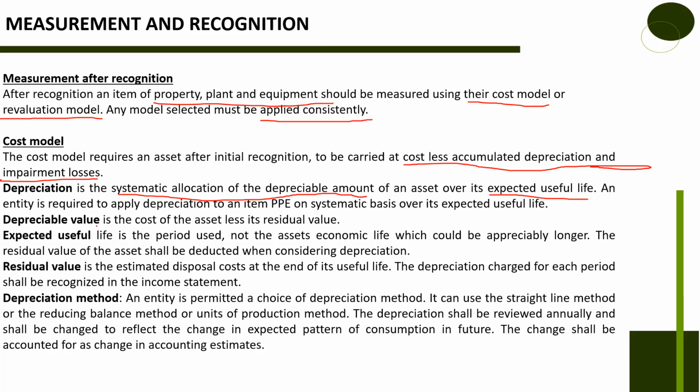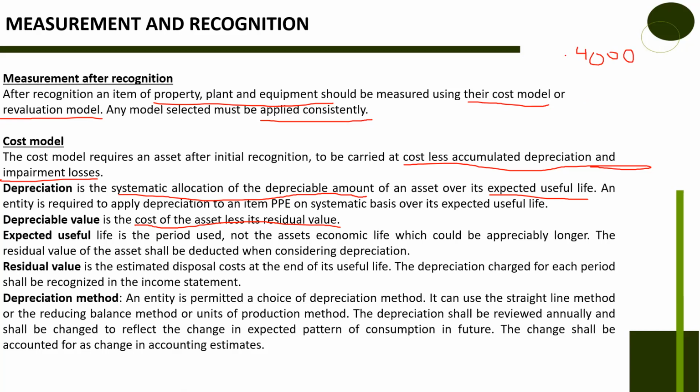What is the depreciable value? The depreciable value is the cost of the asset less its residual value. Depreciable value is the cost of the item less residual value. So you bought an asset for 4 million. That's the cost of the asset.